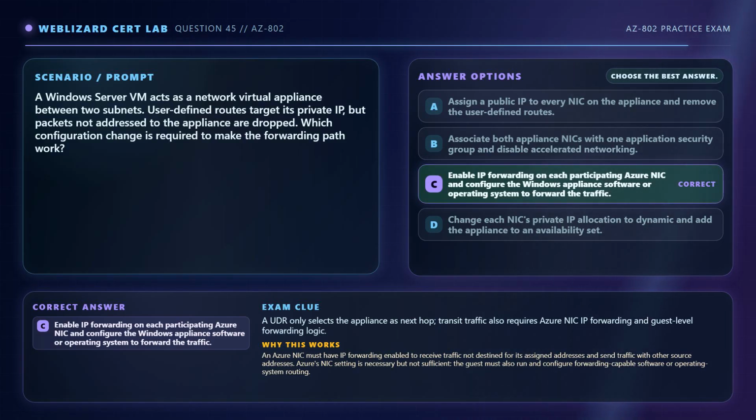Azure's NIC setting is necessary but not sufficient. The guest must also run and configure forwarding-capable software or operating system routing. A UDR only selects the appliance as next hop. Transit traffic also requires Azure NIC IP forwarding and guest-level forwarding logic.